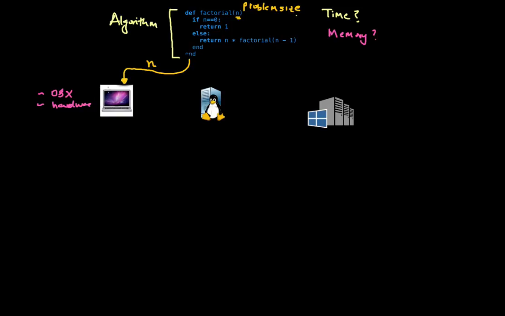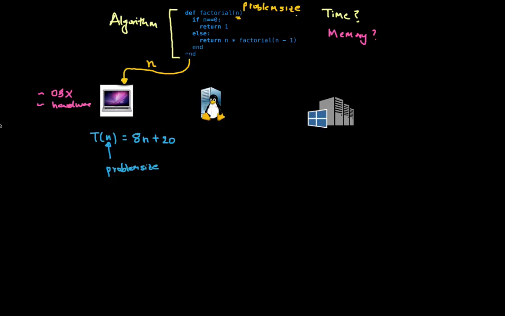Given those ideas, let's assume I figure out that the time it takes to find the factorial of some number n is equal to, let's say, 8n plus 20. I'm just making up some numbers here. So this T of n depends on the problem size, and it also depends on the underlying software and the underlying hardware.